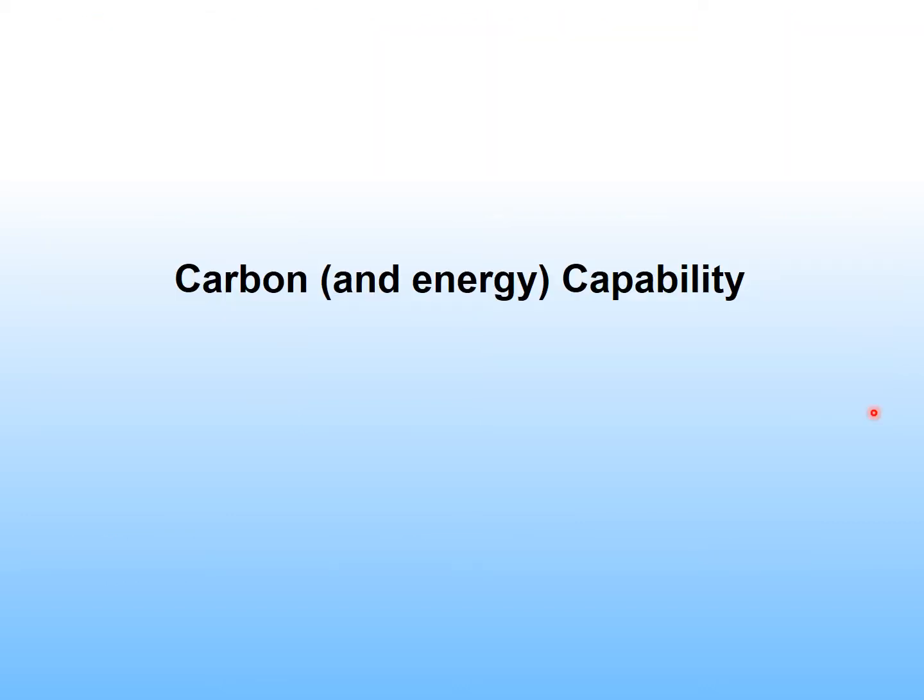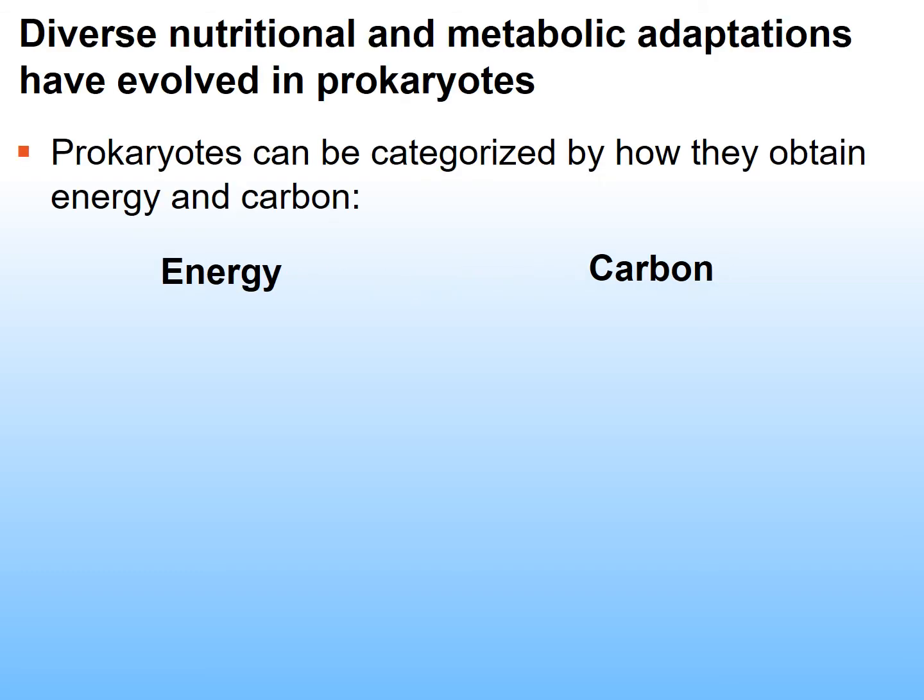Okay, so let's move into a little bit about metabolism. Now, there's other methods of metabolism, but we're going to talk about metabolism in terms of their ability to obtain carbon. How do they get their carbon? How do they make carbon? Okay, so prokaryotes can be divided up into categories based on how they obtain their energy and how they obtain their carbon and the different combinations of that.